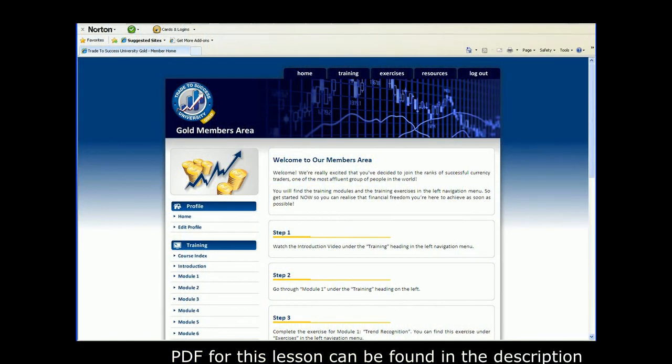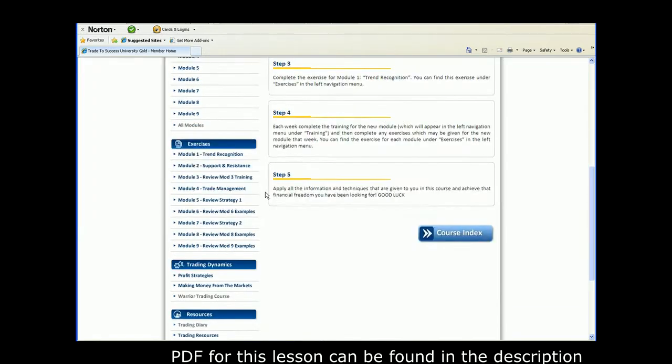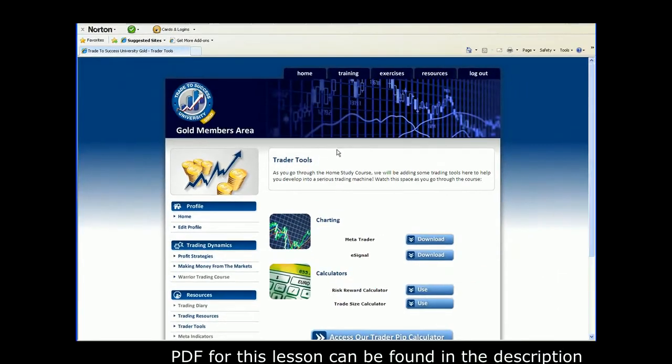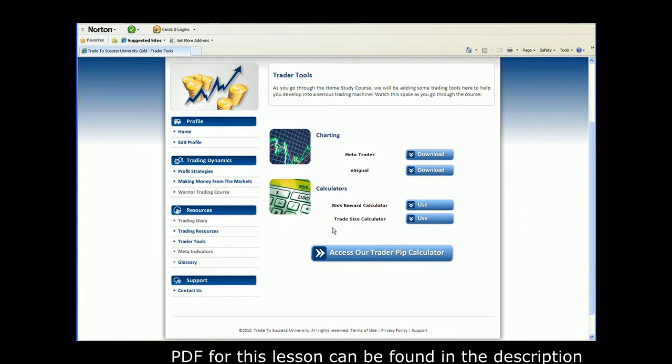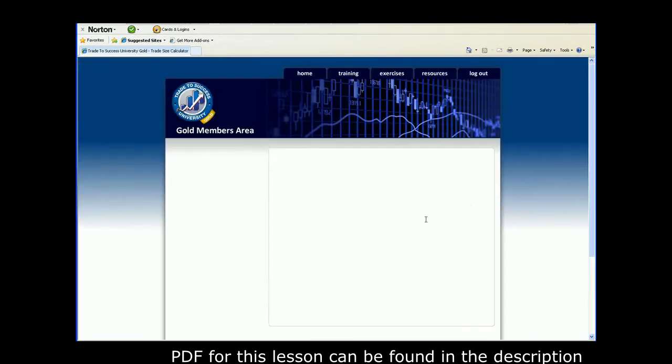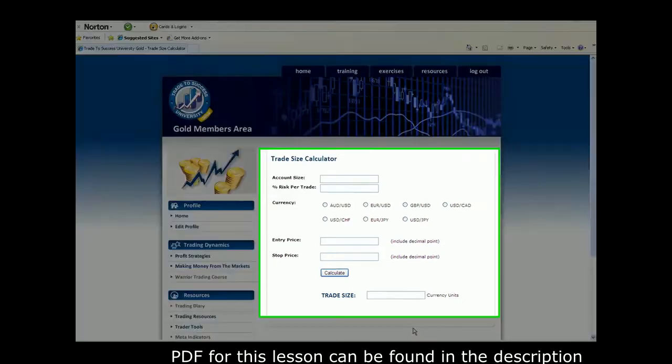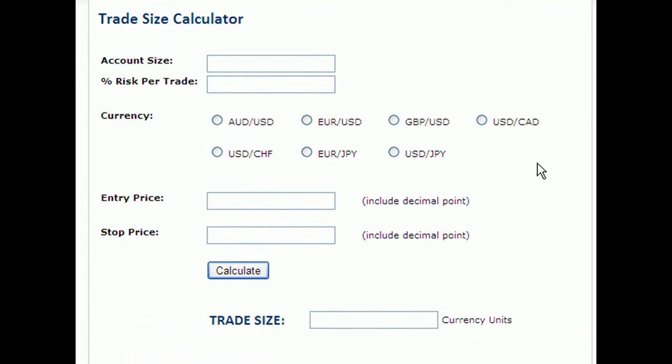Okay, so what we're going to do is from the home page, if you scroll down, and on the left hand side there will be Trader Tools under the Resources section. Then on the Trader Tools page, if you just click next to Trade Size Calculator, click on Use, and you'll come to this page here. Now this is the Trade Size Calculator. This calculator will automatically work out for you how many currency units you should be trading in whichever particular trade you're choosing.